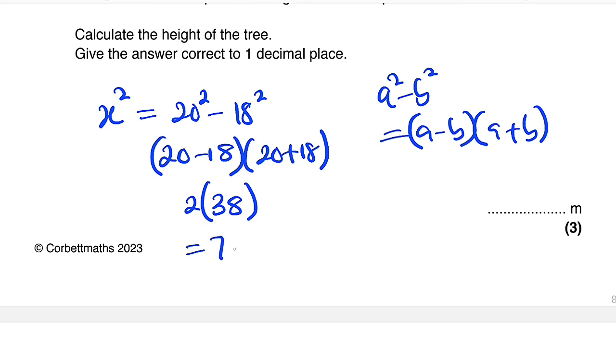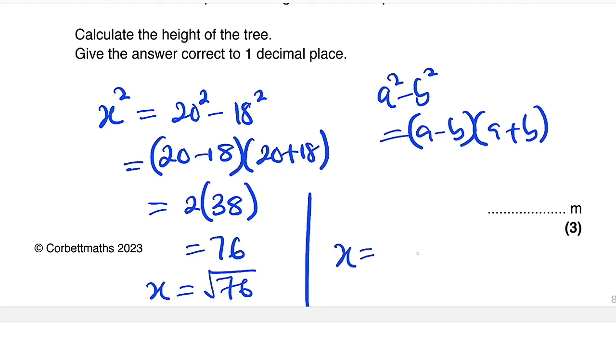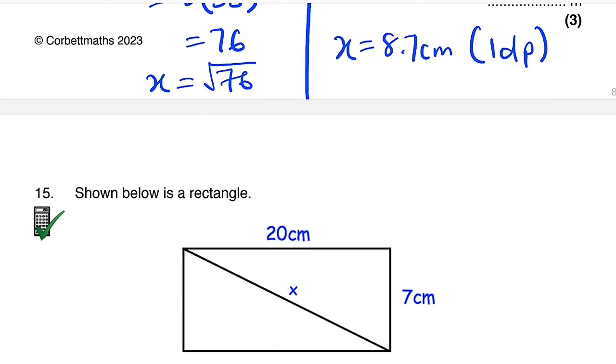And this is equal to 76, right? So to find x, you're going to take the square root of both sides. The square root of 76 is approximately 8.7, and hence x is equal to 8.7 cm, correct to 1 decimal place as required.